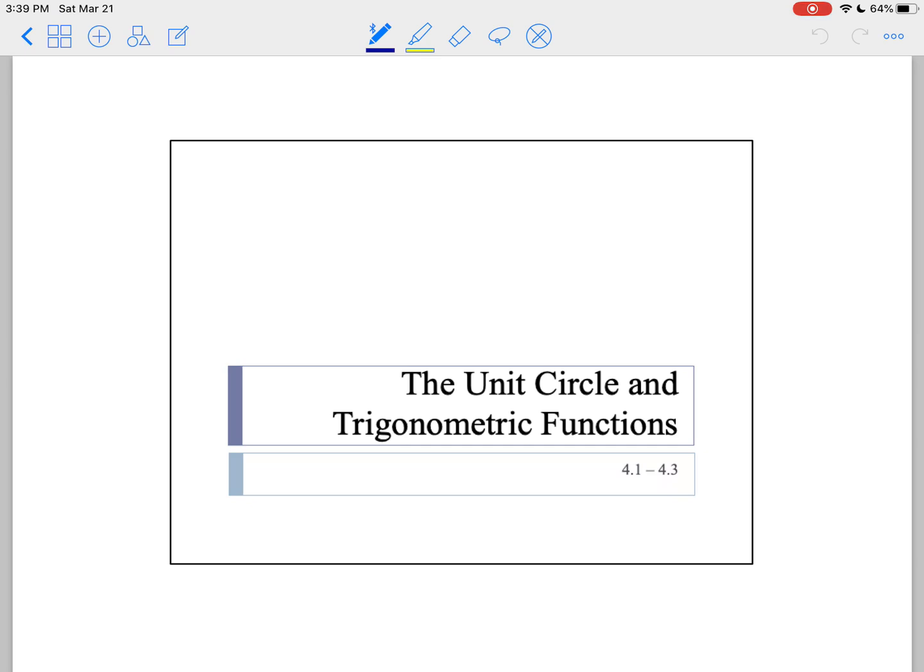Today we're going to talk about the unit circle and trig functions, which is the introduction to the meat of this course, trigonometric functions.